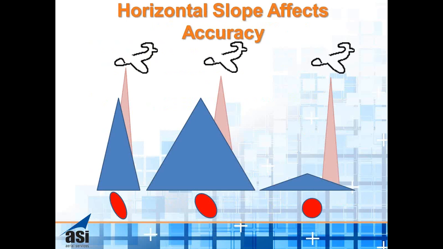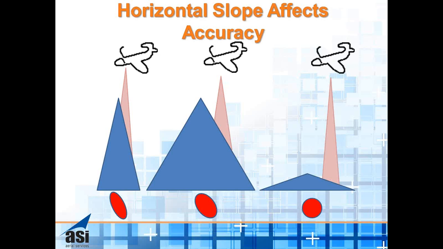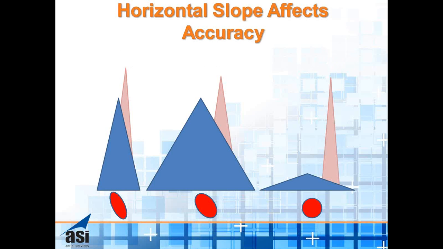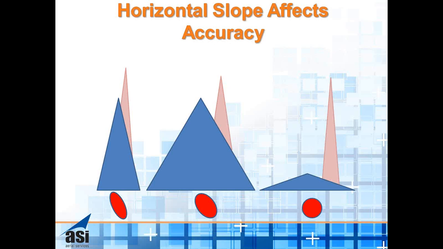The slope affects the accuracy. If you look at the image on the right, we're shooting a laser beam. The laser beam is like a flashlight. If you point it directly into a wall, you're going to have a circle. If you shoot it down the wall, the farther down the wall you get, the more ellipsoidal the beam is going to be. LiDAR is going to be the same thing.